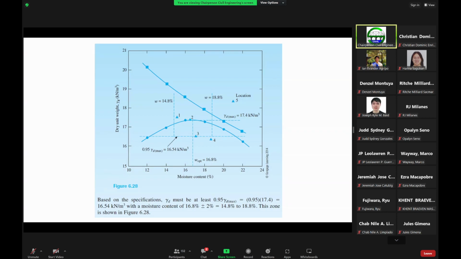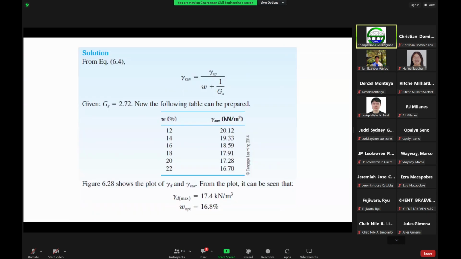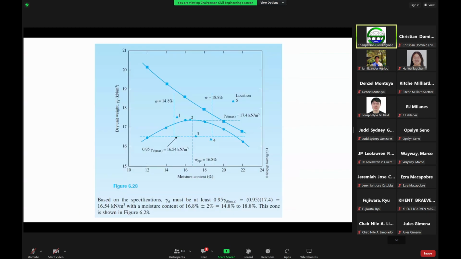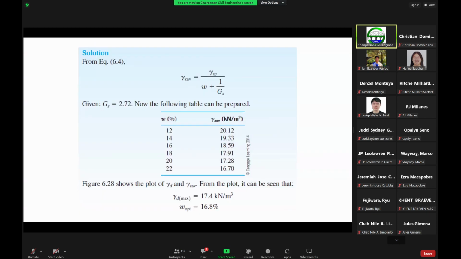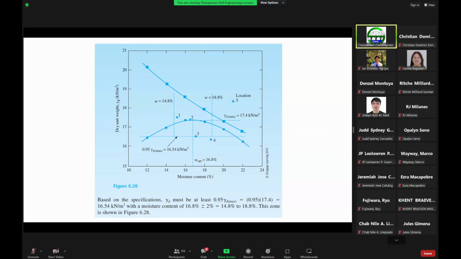Now, from these curves, it can be seen that the maximum dry unit weight, let's say this is the highest point of your curve, you're lucky you were able to get a nice curve, is about 17.4 kilonewtons per cubic meter, and then the optimum moisture content is 16.8%. This one here.